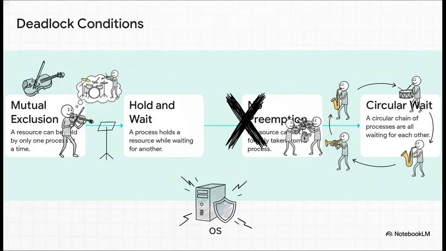Now, for this kind of catastrophic silence to happen, 4 very specific conditions have to be met all at once. It's like a recipe for disaster. First, a musician needs exclusive control of an instrument. Second, they're holding that instrument while waiting for another one. Third, nobody can just take that instrument away from them. And finally, you get a circular chain of waiting. It's a perfect storm that the OS works tirelessly to prevent.